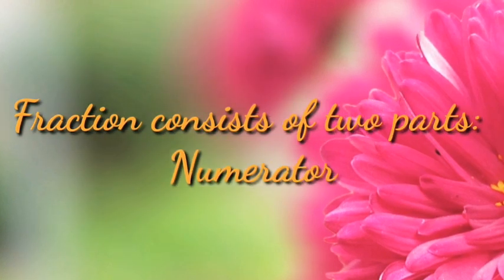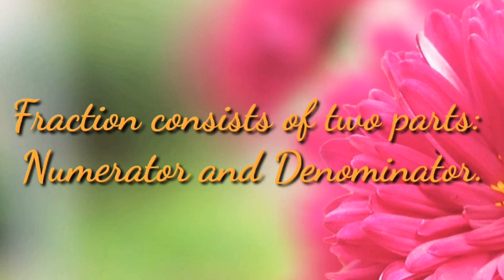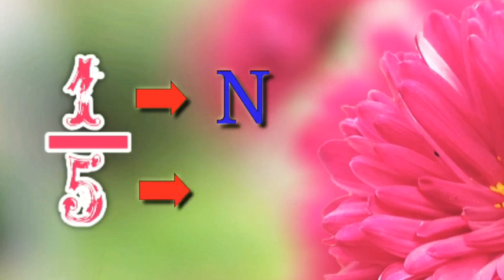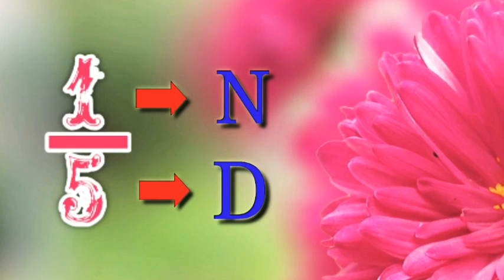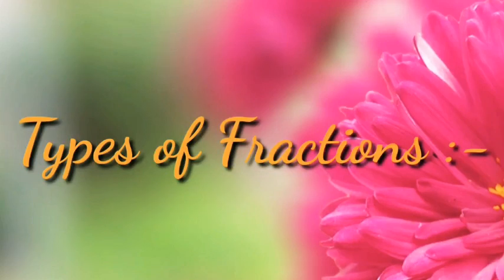So students, a fraction consists of two parts. It is the combination of two parts, numerator and denominator. For example, 1 by 5. Here 1 represents the numerator and 5 represents the denominator. Means to say, the number above the line is known as the numerator and the number below the line is known as the denominator. Now we'll discuss the types of fractions.